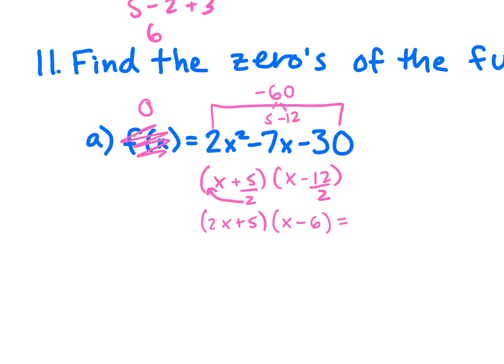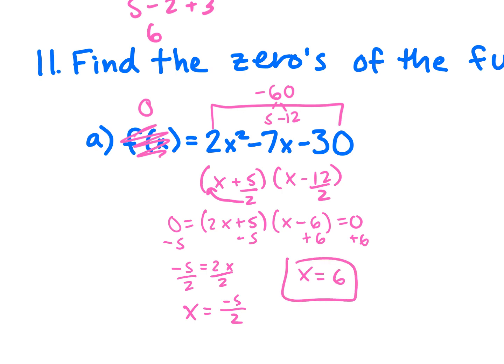And then we set both of our little equations here equal to 0 and solve. So I would subtract 5 on both sides, so negative 5 is equal to 2x, divide by 2. So x is equal to negative 5 over 2. And then with my second equation, I add 6 to both sides, so x is equal to 6. So my two zeros are 6 and negative 5 over 2.